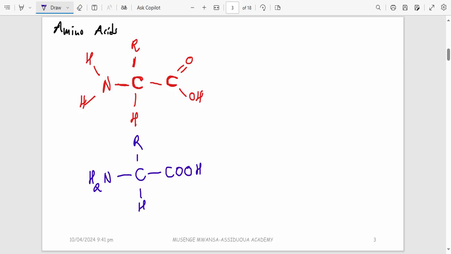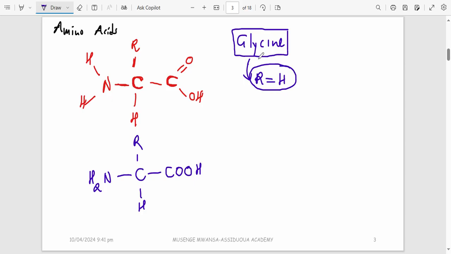There are 20 amino acids available, and in all these 20 amino acids, the R group is going to be different. The simplest amino acid is known as glycine. This one you need to know by heart. The simplest amino acid is glycine. And the special thing about glycine is that the R group for glycine is a hydrogen. This one you need to know. Is this okay?